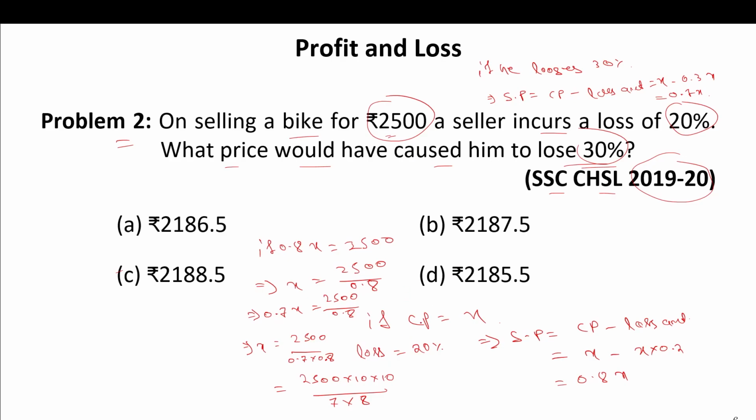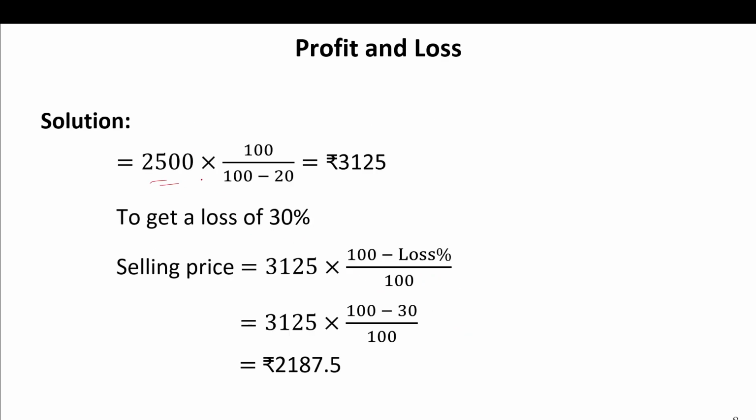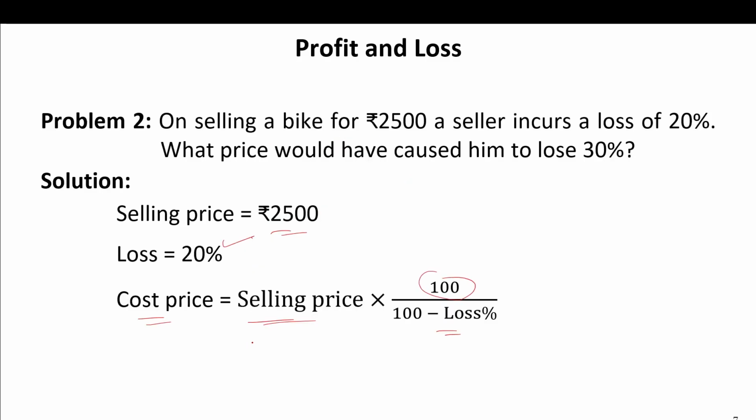Okay, so selling price is equal to 2500, loss of 20%. So we can directly calculate cost price using this formula, that is selling price into 100 by 100 minus loss percentage, right? So 2500 into 100 by 100 minus 20 is equal to what? 3125. So to get a loss of 30%, selling price would be what? 3125, that is the new cost price, into 100 minus loss percentage by 100. So that is nothing but 2187.5.